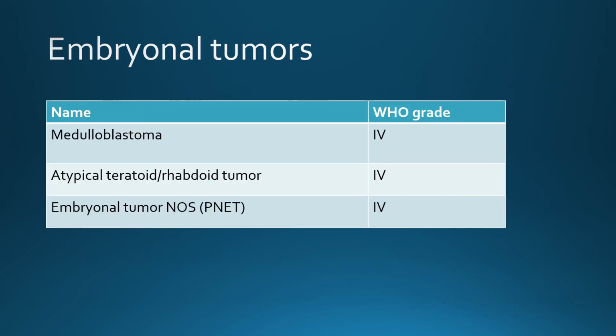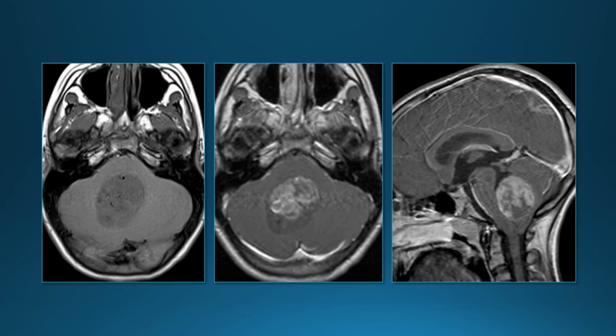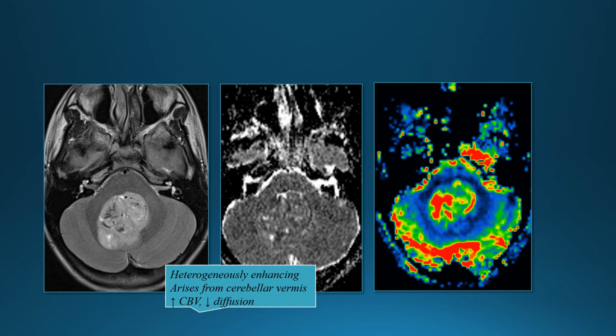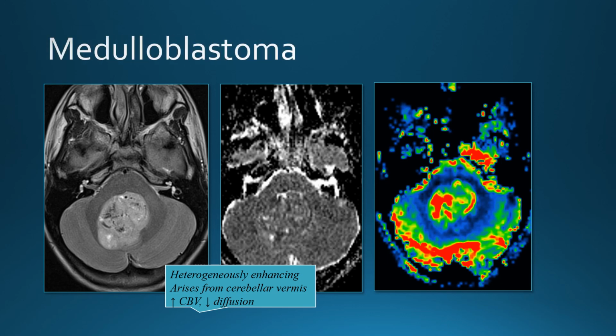Embryonal tumors: medulloblastoma, atypical teratoid rhabdoid tumor, and embryonal tumor not otherwise specified, also referred to as PNET. These are all WHO grade 4. Here we have T1 and post-contrast T1 showing this cerebellar fourth ventricular lesion. T2, ADC map, and perfusion images. So it's a heterogeneously enhancing mass, arises from the cerebellar vermis, elevated blood volume, reduced diffusion, medulloblastoma.